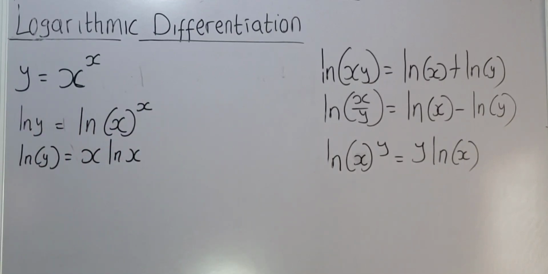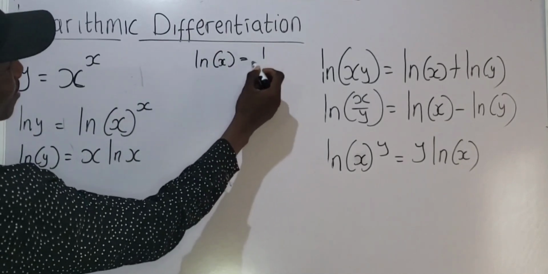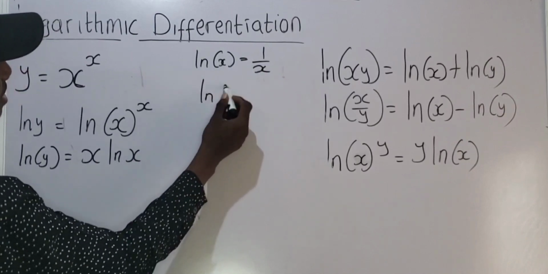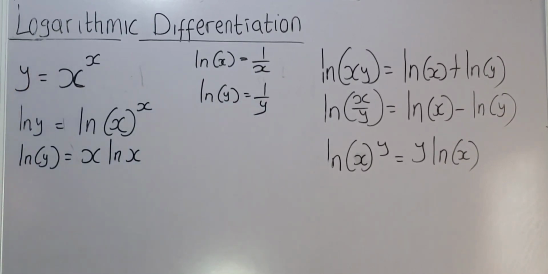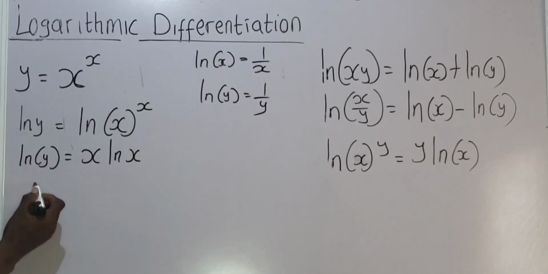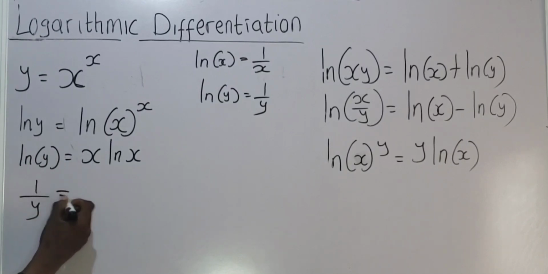Okay? So now, the next step is that we are going to differentiate both sides. Okay? So don't forget that the derivative of ln x is what? 1 over x. Derivative of ln y will also be what? 1 over y. Do you understand? So the derivative of ln y here is what? 1 over y. Do you understand? I've differentiated the left hand side of this function. So let's proceed. It equals x ln x.